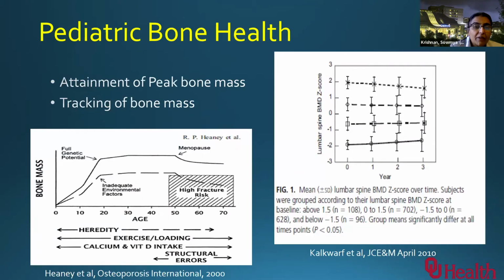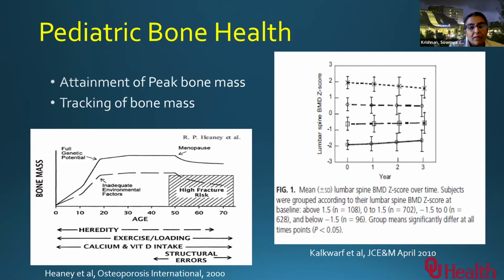How does pediatric bone health relate to adult osteoporosis or adult bone health? To understand that, we have to understand two key concepts. One is attainment of peak bone mass, and the second is tracking of bone mass during childhood. So as a child grows, there is accrual of bone mass with age until a child reaches full genetic potential peak bone mass at around 20 to 25 years of age, at young adult age.